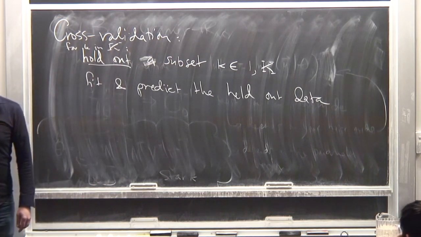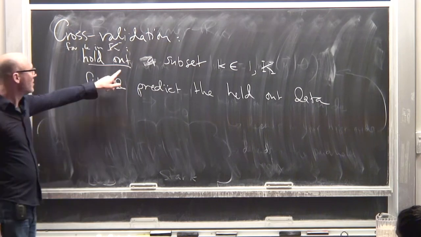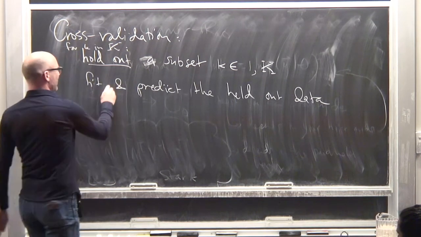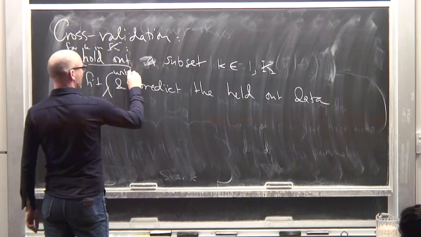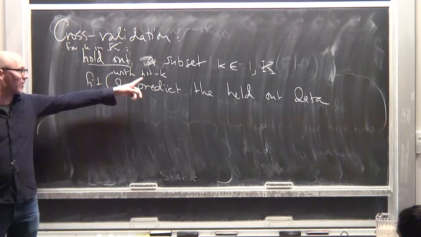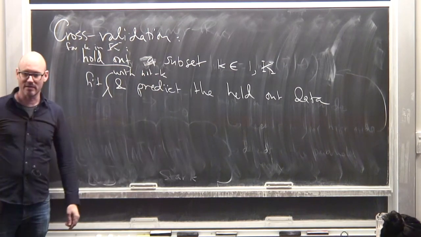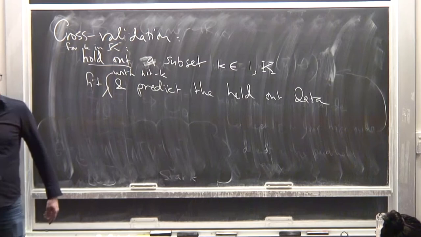So does that mean that you're only fitting to one subset at a time, or you fit to all but the one subset? All but. You hold out, and this fit is with not k. So meaning fit with all the data except subset k, and then you predict subset k. Yeah.